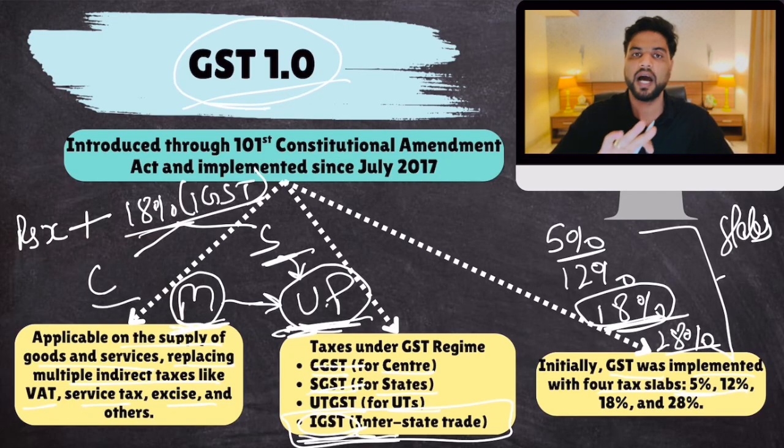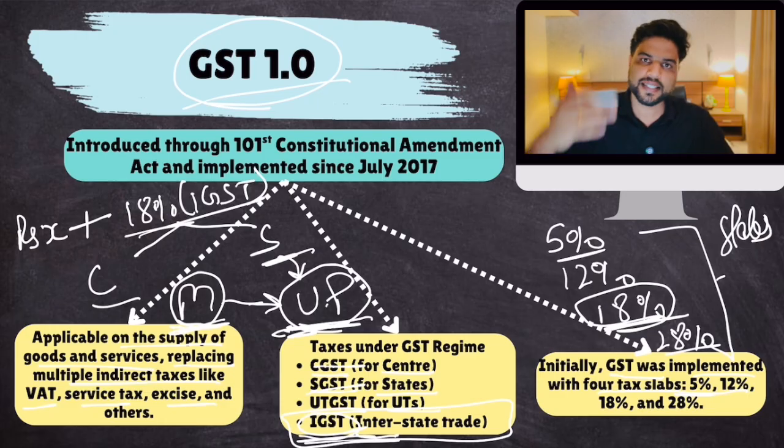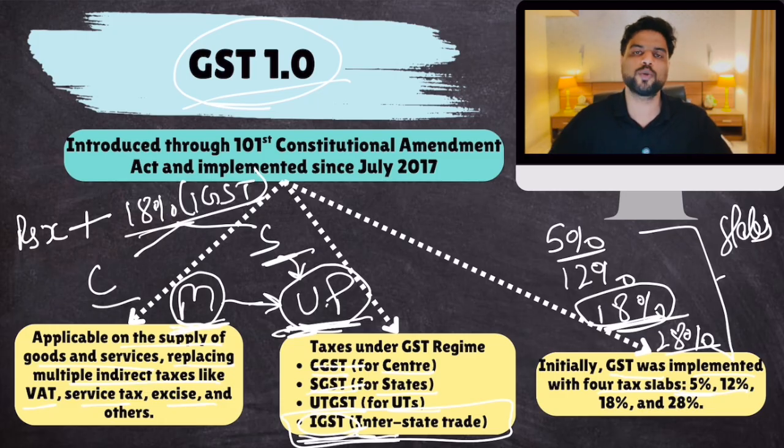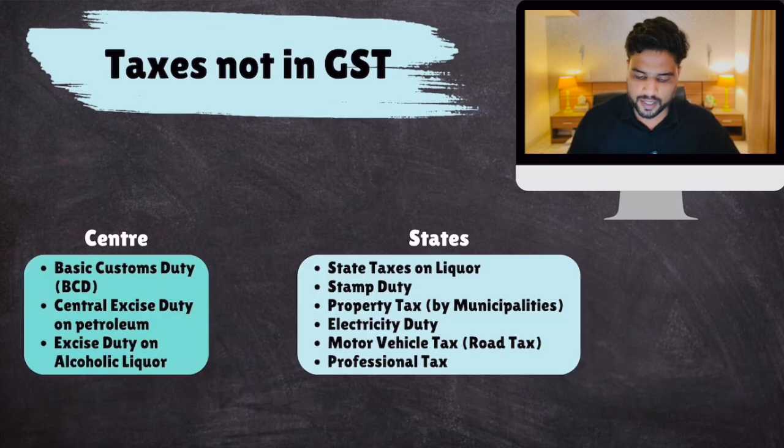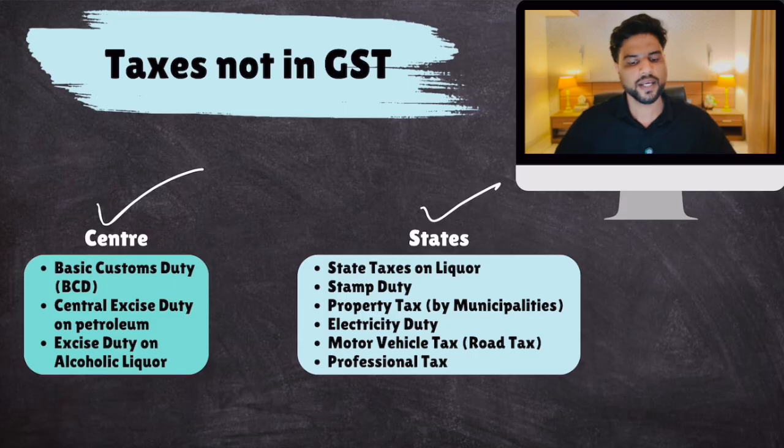All right. Now, most of the taxes were subsumed under GST, but still there were certain taxes that were left out of GST, and still central government or state governments collect those taxes, and they are not part of GST. They are not subsumed under GST. They are collected separately. Now, what are those taxes? So there are certain central taxes. There are certain state taxes, which are not part of GST. You need to remember this.